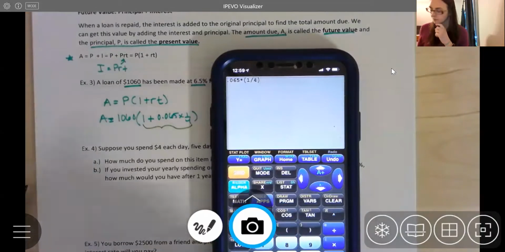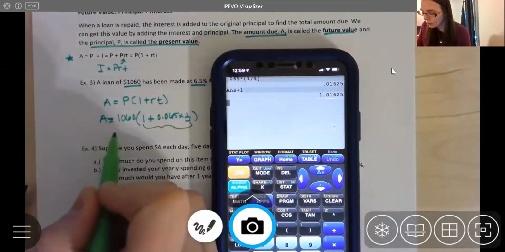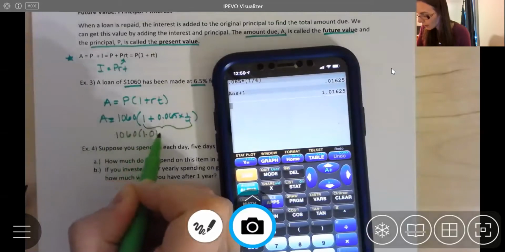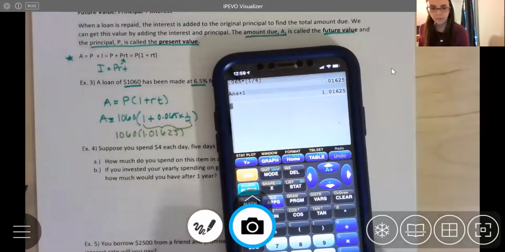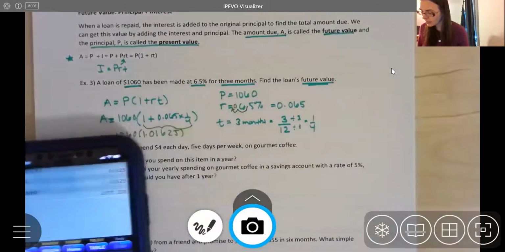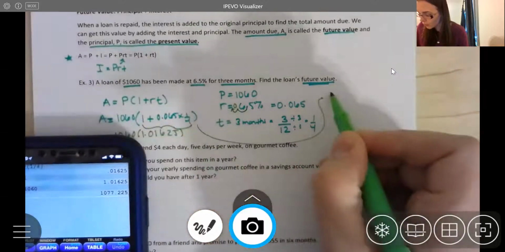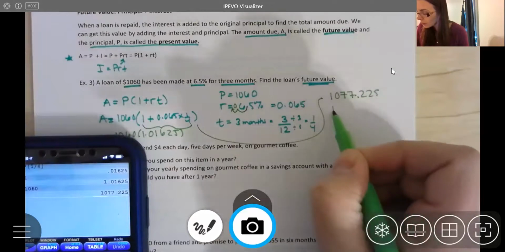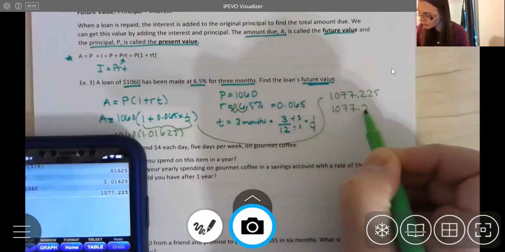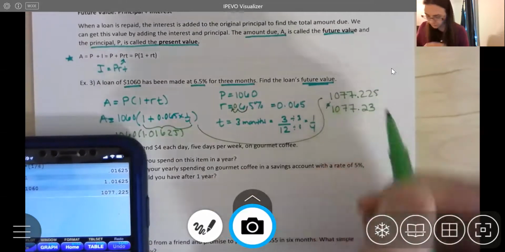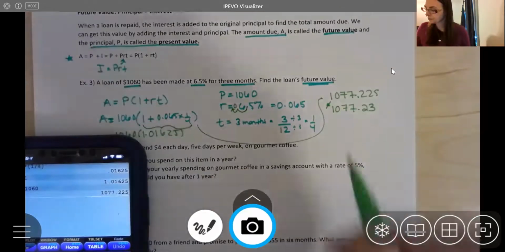And then I'm going to hit enter. Then I'm going to go ahead and add it with the 1. So I now have 1,060 times 1.01625. I multiply that out, and I get $1,077.225. So dollars are usually rounded to 2 decimal places, right? Because of change out of hundredths. So we'll make this 23 cents.